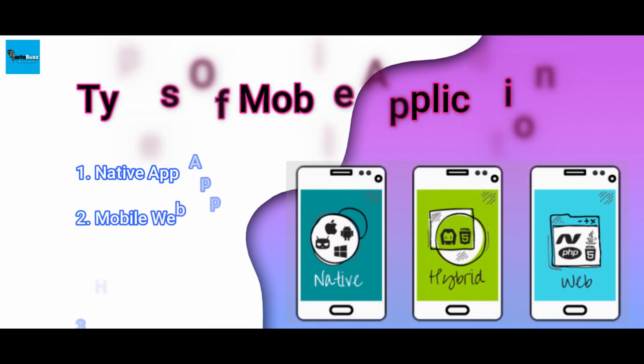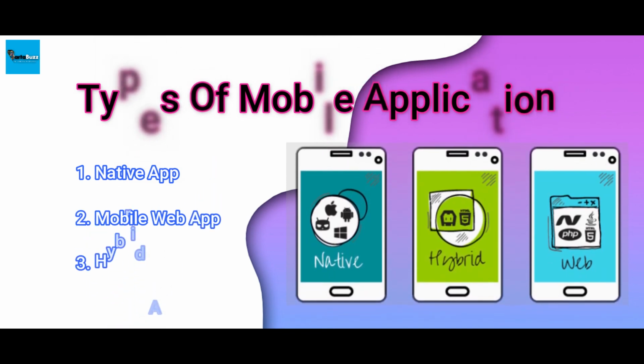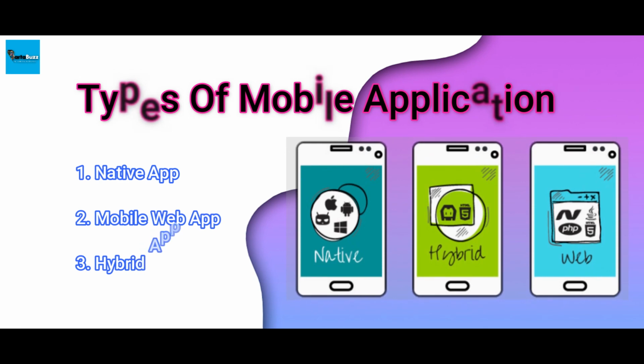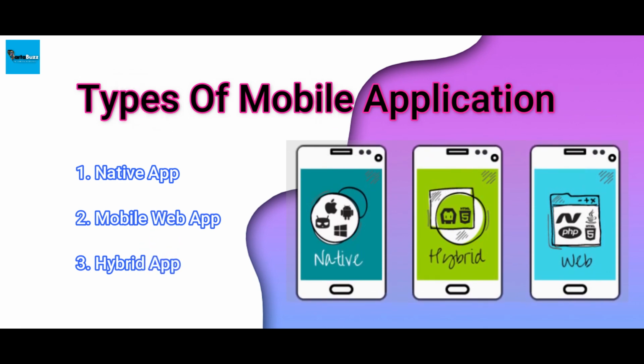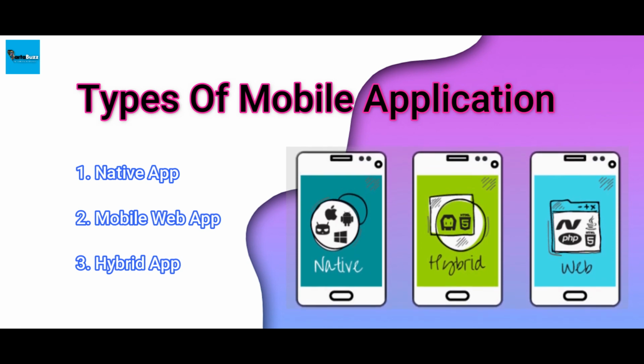Now let's talk about the second one, which is mobile web app. So a few moments before I showed you a website called m.amazon.com. That is actually a website, but it feels and looks like an app.